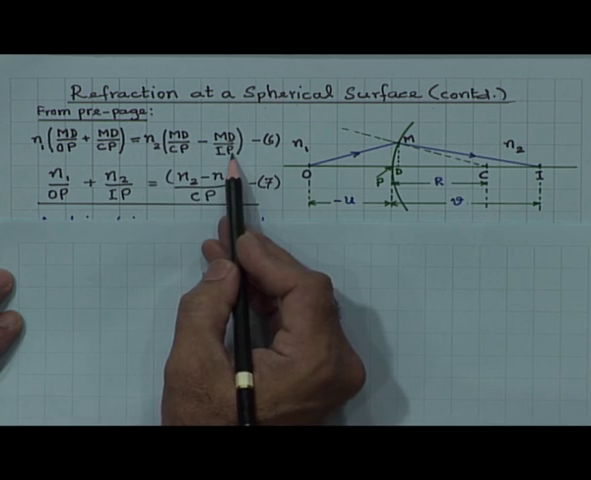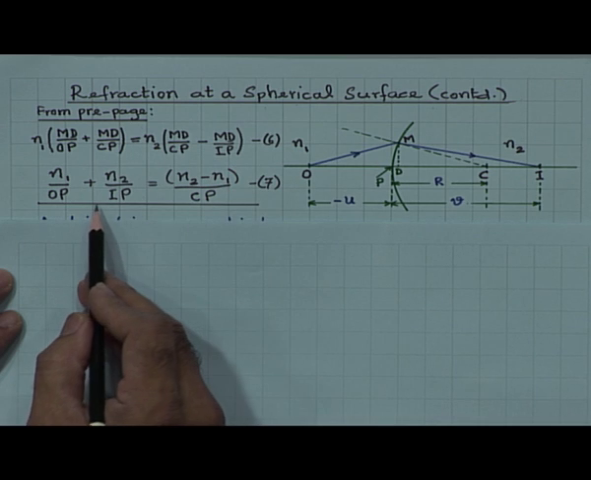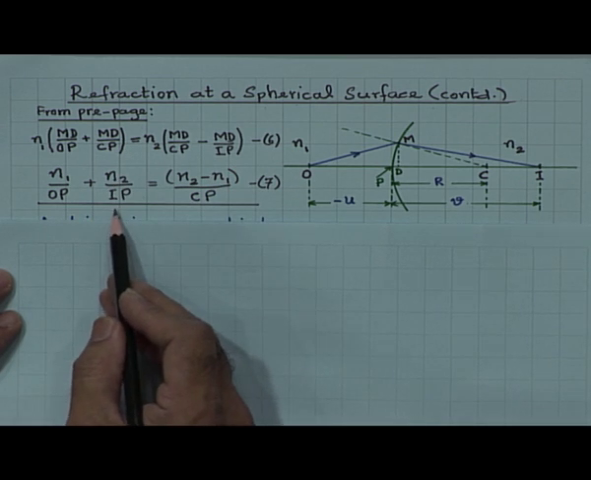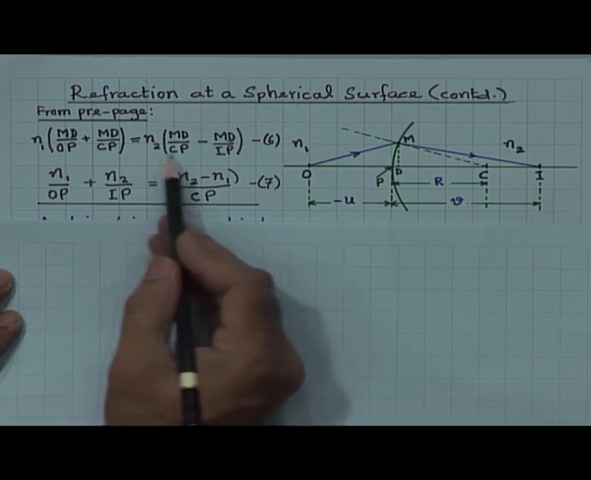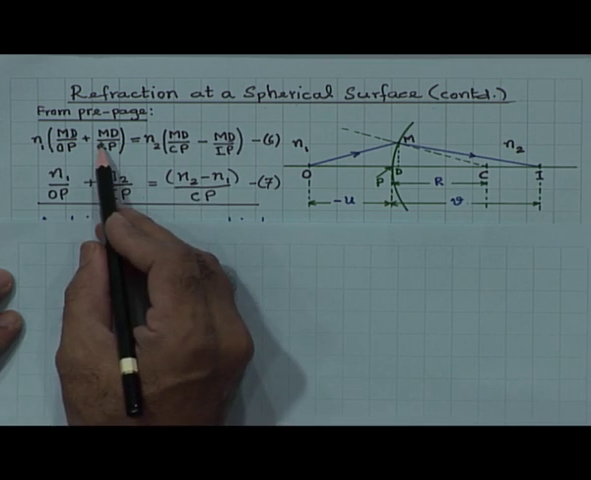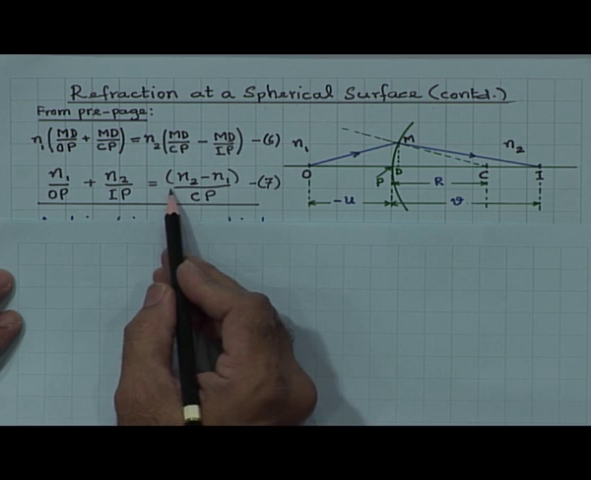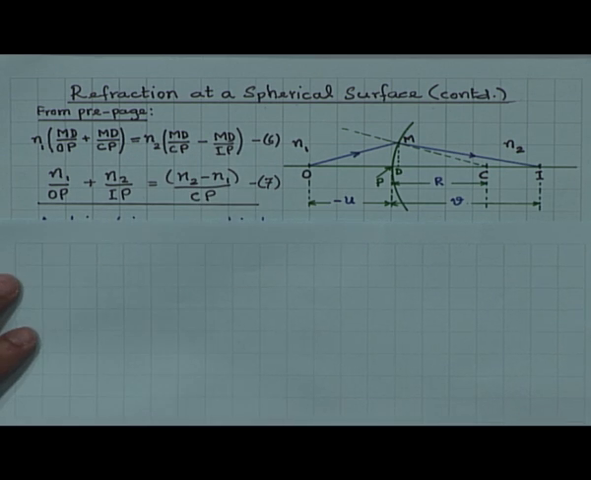So, n2 by I p minus n2 by I p I am bringing to this side. So, n2 by I p is equal to C p was common, and therefore, we take this term to the other side to make it n2 minus n1 by C p.